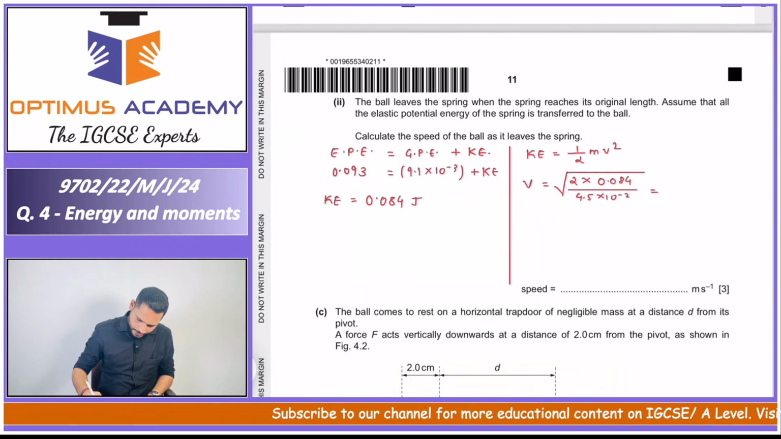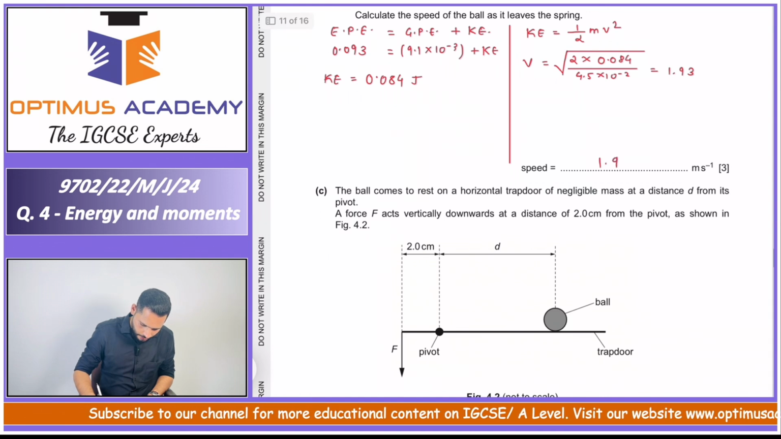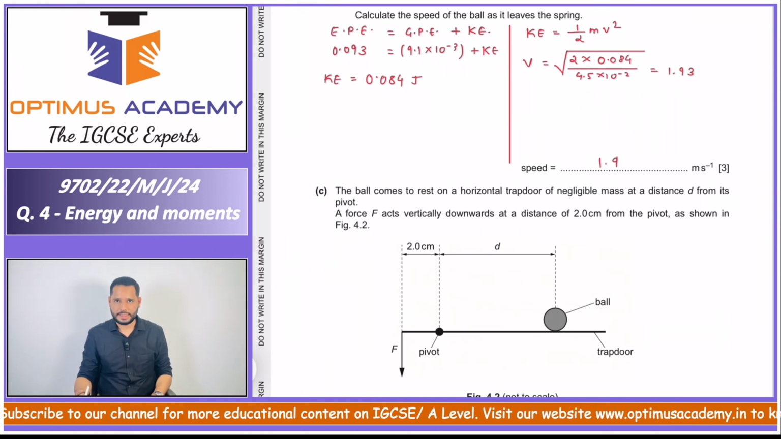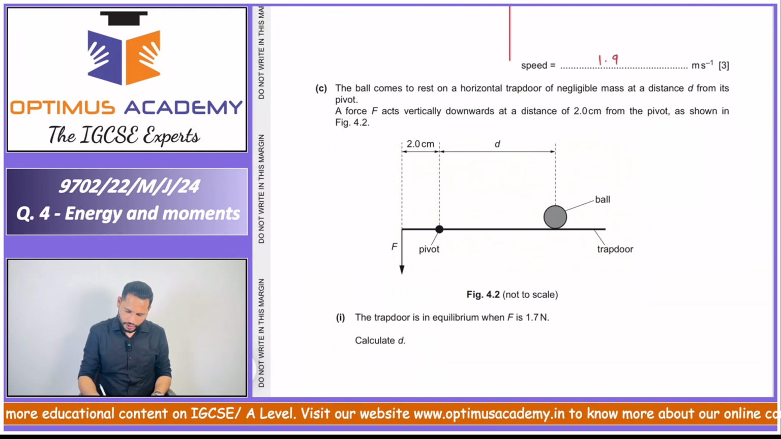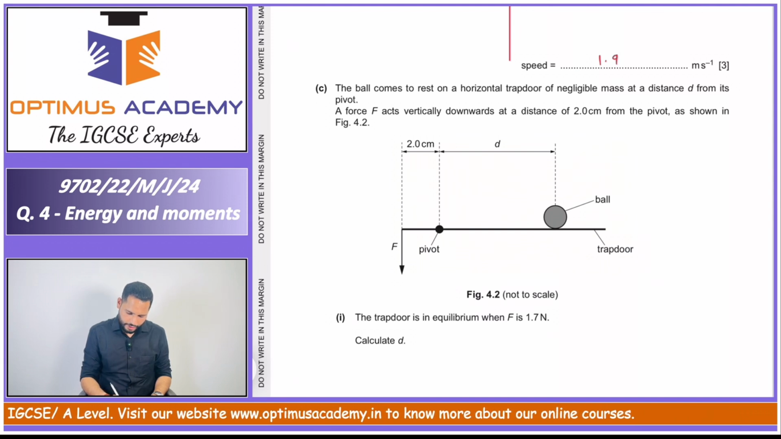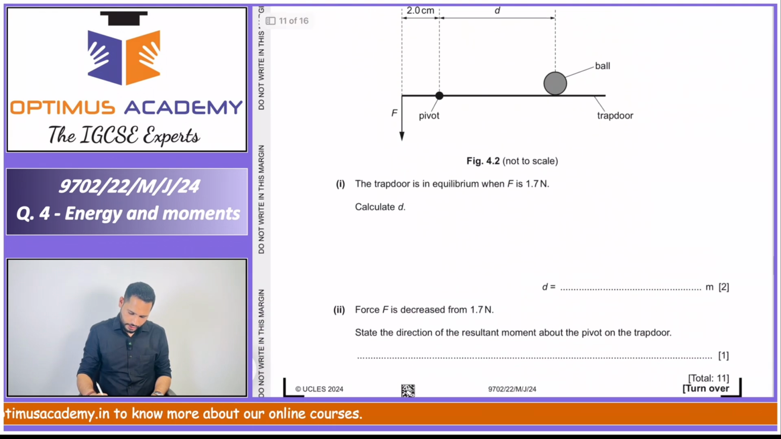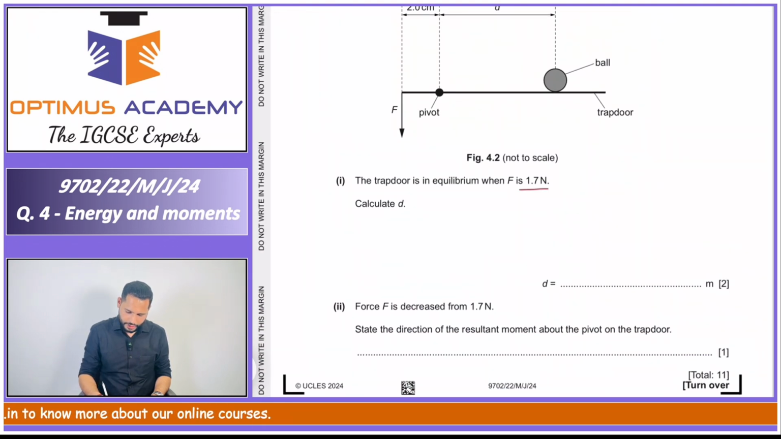So the final answer you get over here is 1.93. You can write it as 1.9 meter per second. The next question says the ball comes to rest on a horizontal trapdoor of negligible mass at distance d from the pivot. A force F acts vertically downward at distance 2 cm from the pivot as shown in the figure. The trapdoor is in equilibrium when F is 1.7 Newton. So this value we are given, that is 1.7 Newton.